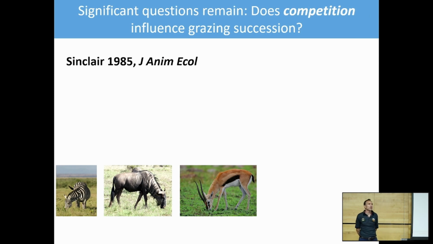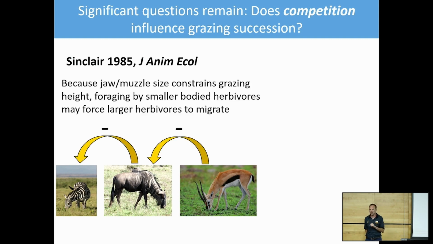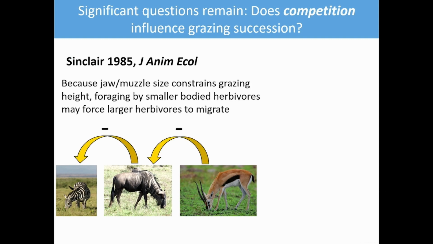In 1985, Tony Sinclair published an excellent paper actually challenging the idea of facilitation, suggesting that it was competition that underlied the spatial and temporal patterns of this migration. What he argued is that because these animals are constrained by their jaw and muzzle size to forage at different heights, and smaller herbivores could graze the grass down lower than the larger herbivores, it may be that the smaller herbivores are actually outcompeting the larger herbivores and pushing them ahead and forcing them to move forward.